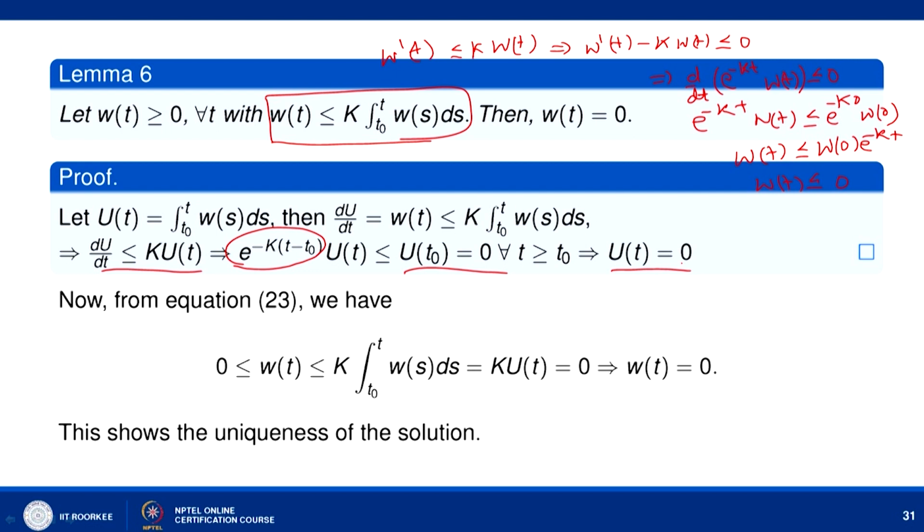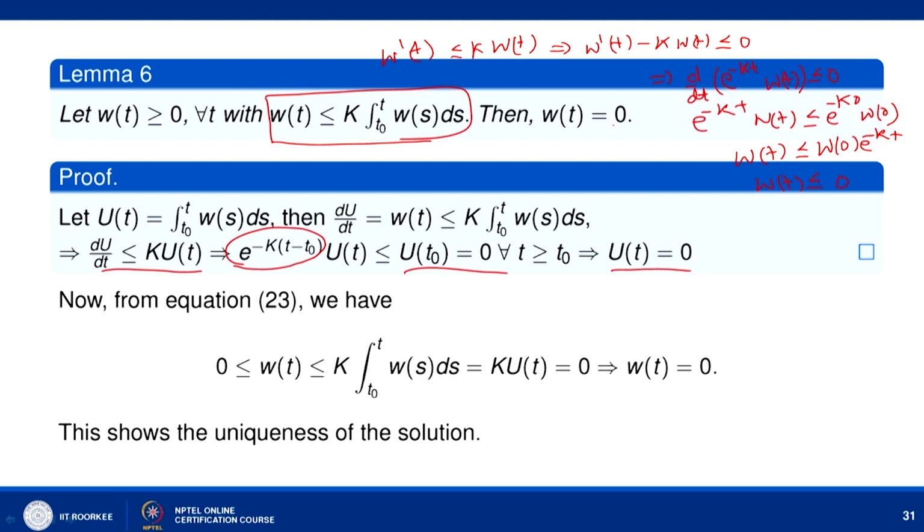So, what we have proved here is that u(t) is 0, and this is possible only when W(t) is 0. So, what we have proved is that if W(t) is a non-negative function along with this inequality, then we can show that W(t) is equal to 0 only. So, how are we going to utilize this lemma in our result?